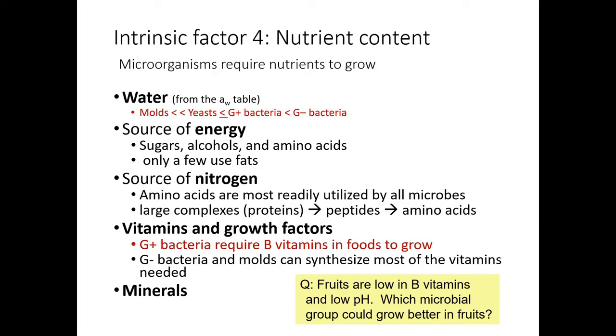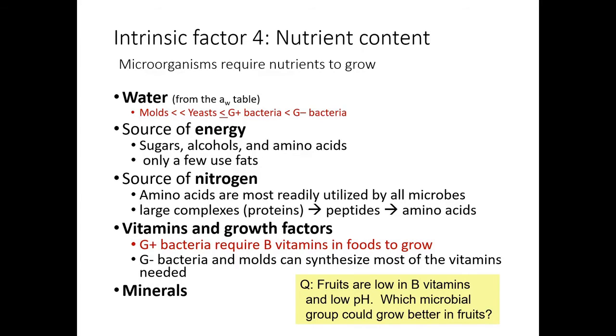Okay, so the next intrinsic factor is nutrient content. So one thing that's important is that gram-positive bacteria are going to require B vitamins in foods to grow, whereas gram-negative bacteria and molds are going to be able to synthesize the vitamins that they need, so they don't need it in the food. So since fruits are low in B vitamins and a low pH, which microbial group would grow better in fruits?